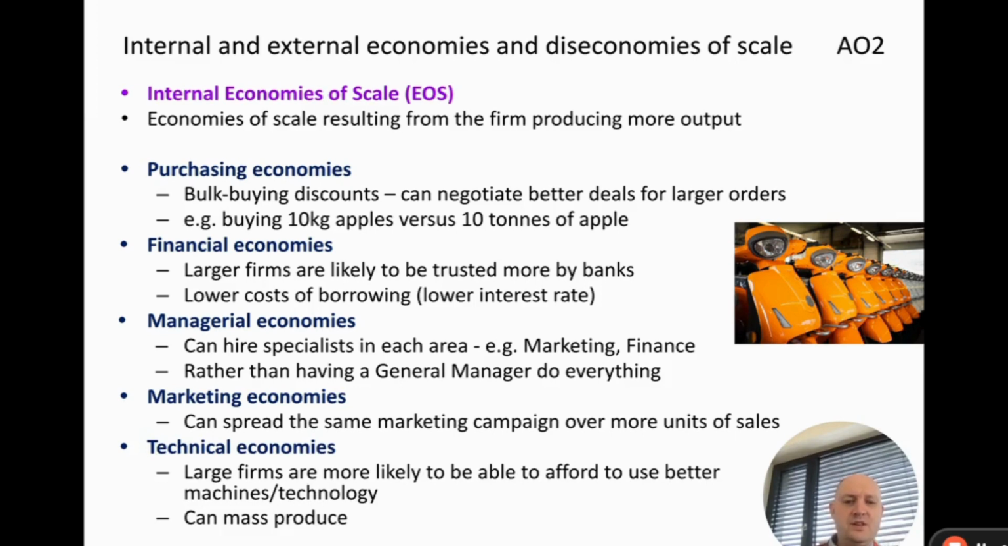And finally, technical economies. This basically means that larger firms can afford to buy better machines, they can afford to do better technology, and they can also mass produce. So when a business is small, they're probably unlikely to mass produce, because when you mass produce, you have to go and buy lots of machines, you have to automate the production line. But as a business becomes bigger, then actually mass producing the production line may become viable, may become worth it. And so therefore, we're going to see some cost savings there as well. There are other economies of scale, but these are some of the main 5.